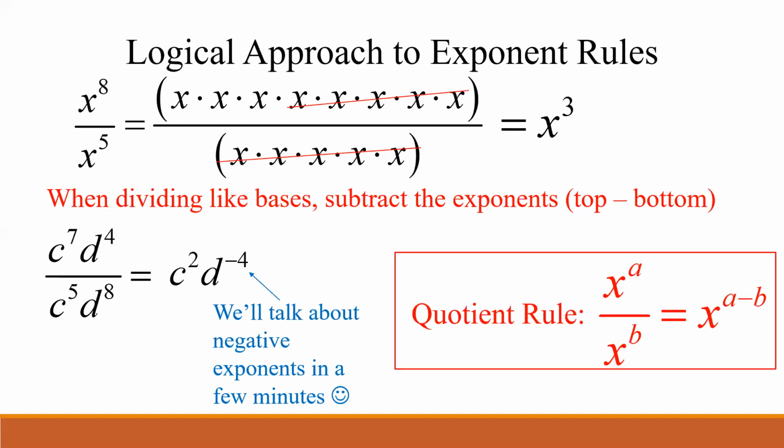And if you look in the textbook, you see this: x to the a over x to the b equals x to the a minus b. Again, remember, it's always top minus the bottom.